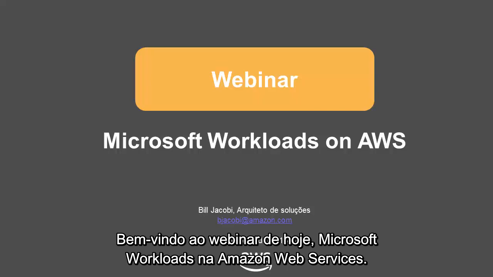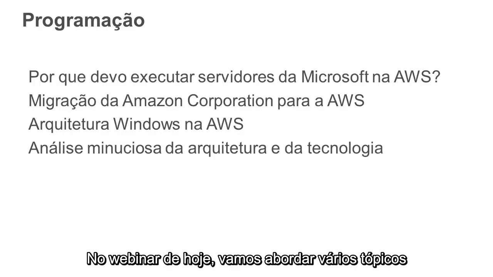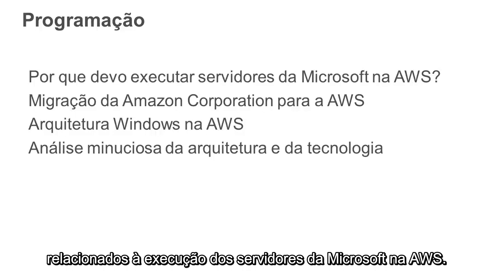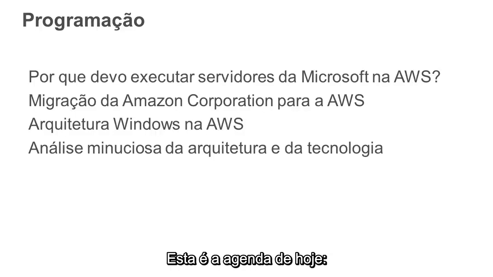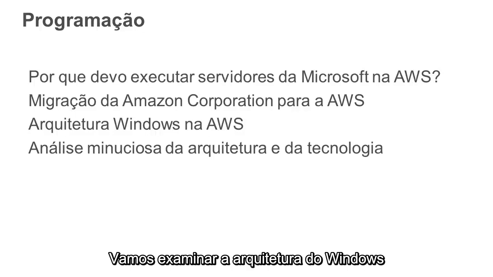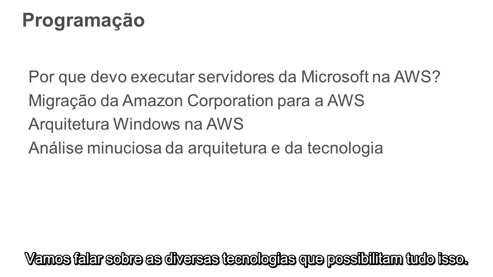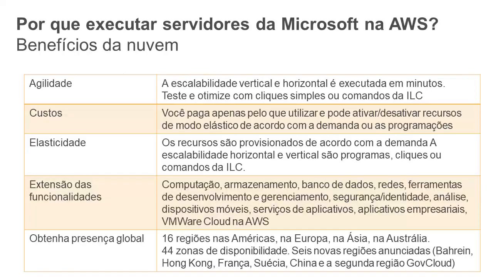Welcome to our webinar today, Microsoft Workloads on Amazon Web Services. In today's webinar, we're going to cover a number of topics that relate to running the Microsoft servers on AWS. And you can see my agenda here. Why would you want to do that? How has Amazon itself as a large corporation migrated to Amazon? We'll dive a little deeper into a Windows architecture and a Microsoft Server architecture on Amazon, and we'll talk about the various technology that makes this all happen.